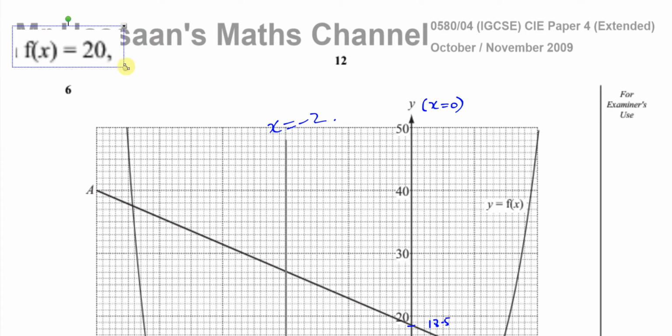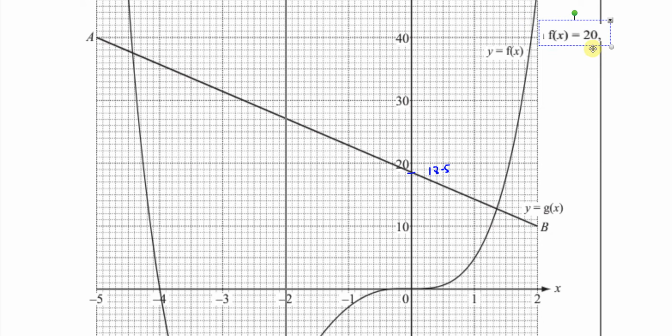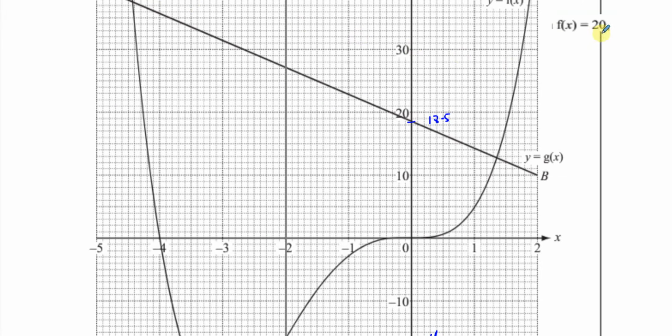Okay, so this is f(x) equals 20. Let me just put it on the side here so we can see what we're doing. We're going to solve the equation f(x) equals 20. If you had to solve this algebraically, if we had the equation of the curve, for example, we would replace the y, because remember the function is y equals f(x). It's like you're replacing the y with 20 this time, not the x. You're replacing the y with 20, and then you're solving the equation.